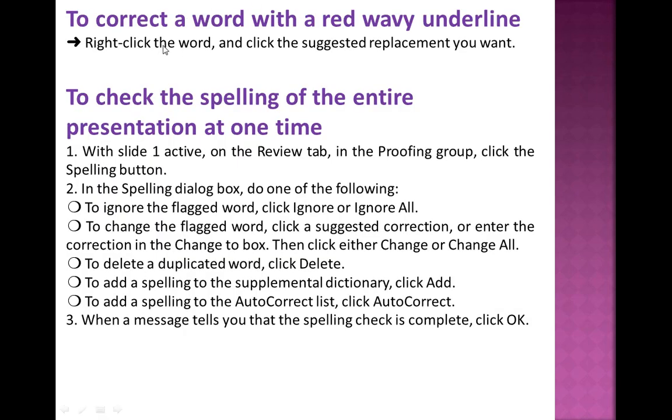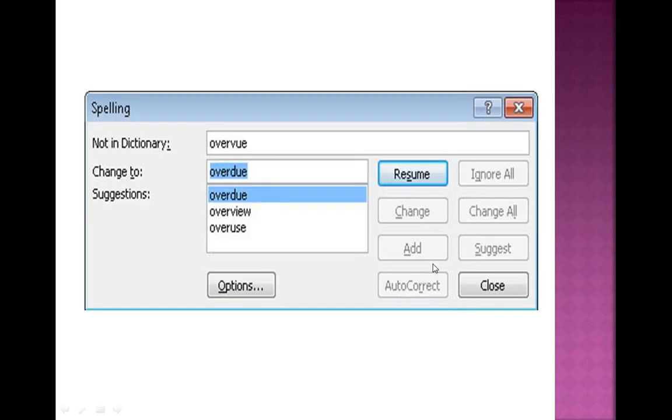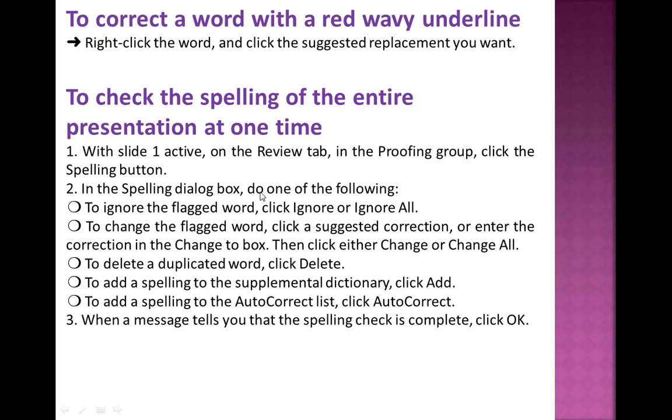Then how to correct a word? Simply right click on the word and click the suggested replacement that you want. To check the spelling of the entire presentation at one time, with slide 1 active, go to the Review tab, go to the Proofing group, and click on the Spelling button. In the Spelling dialog box, do one of the following. Either you can use ignore or ignore all.